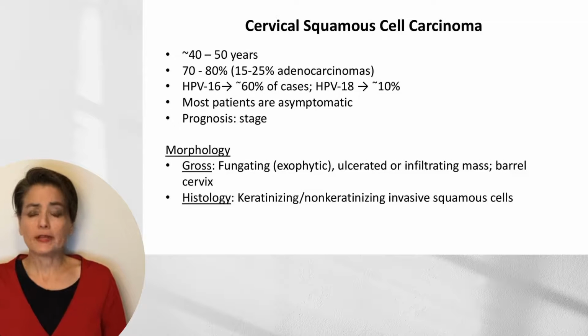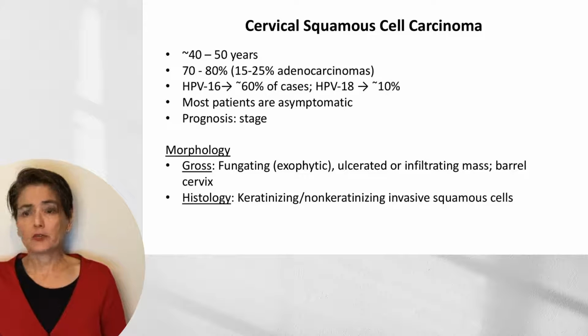So this brings us, now that we've discussed our precursor lesions, to cervical squamous cell carcinoma. As I mentioned, this is going to occur in a slightly older age group, so 40 to 50 years old. And as I mentioned before, this is going to account for about 70 to 80% of cervical carcinomas. HPV 16 is the etiologic factor in about 60% of cases, whereas HPV 18 is much less commonly involved. And you're going to see that this is different from what we will see with adenocarcinoma of the cervix.